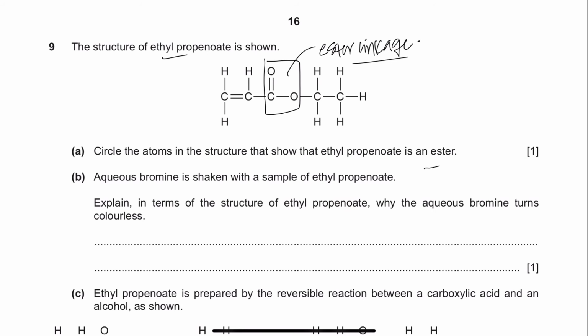Remember? The carbon-carbon double bond, because it's unsaturated, the carbon-carbon double bond. That's it. I remember alkenes would decolorize aqueous bromine. Why? Because of the carbon-carbon double bond. So one Br would attach here and one Br here. So carbon-carbon double bond.